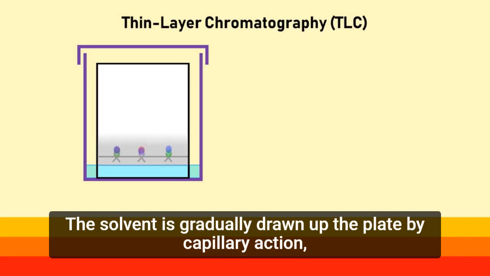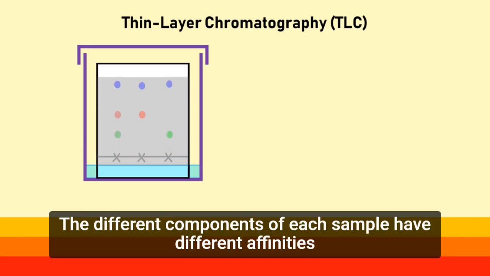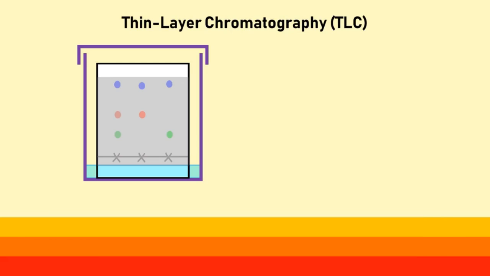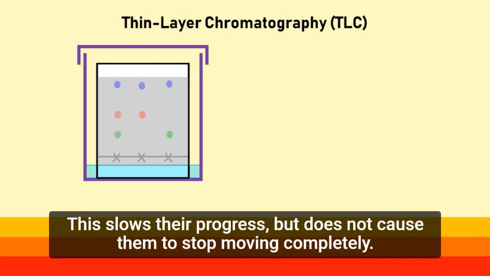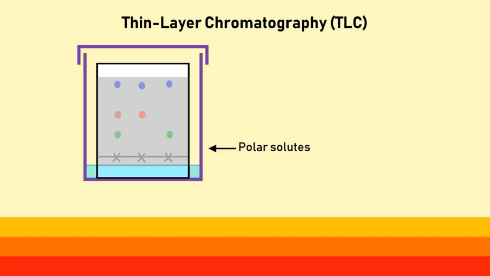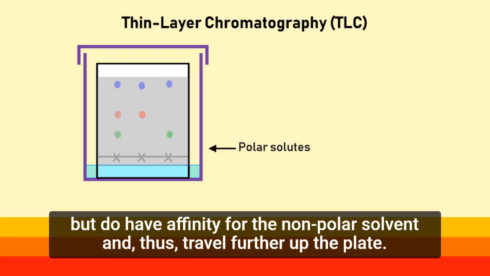The solvent is gradually drawn up the plate by capillary action, and the samples, dissolved in the mobile phase, move upwards with the mobile phase. The different components of each sample have different affinities for the polar stationary phase. Polar molecules have a tendency to absorb onto the surface of the polar silica. This slows their progress, but does not cause them to stop moving completely. Non-polar molecules have little or no affinity for the silica, but do have affinity for the non-polar solvent and thus travel further up the plate.